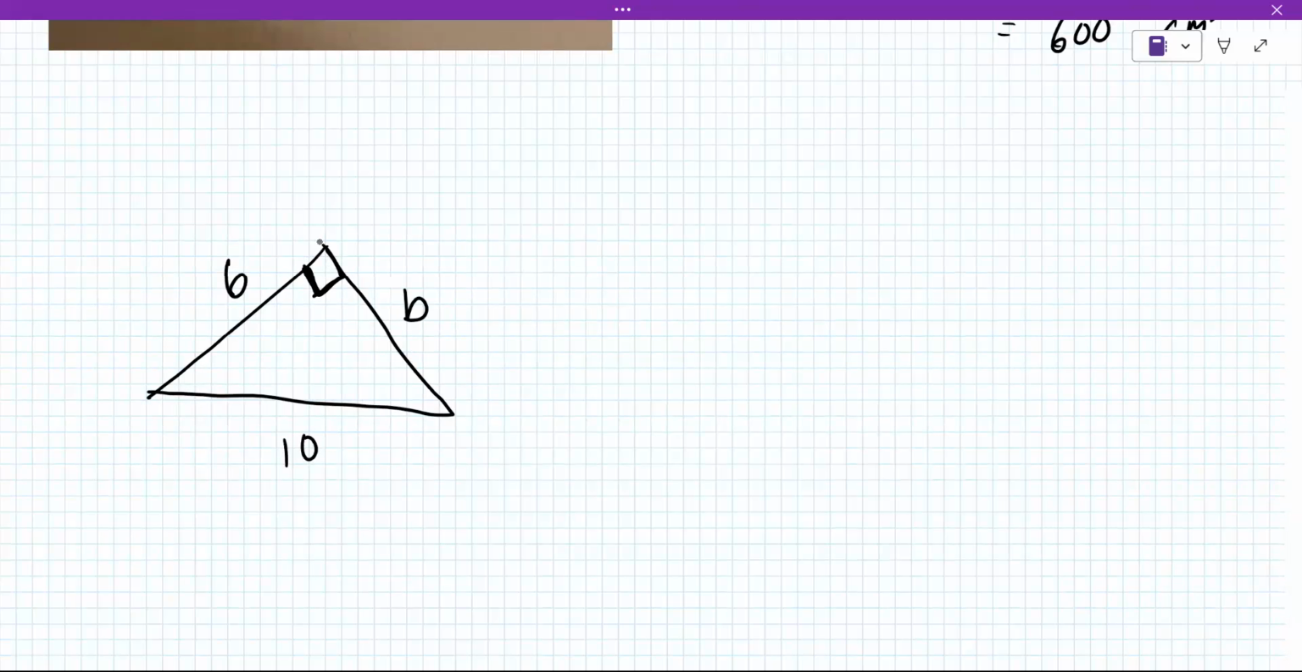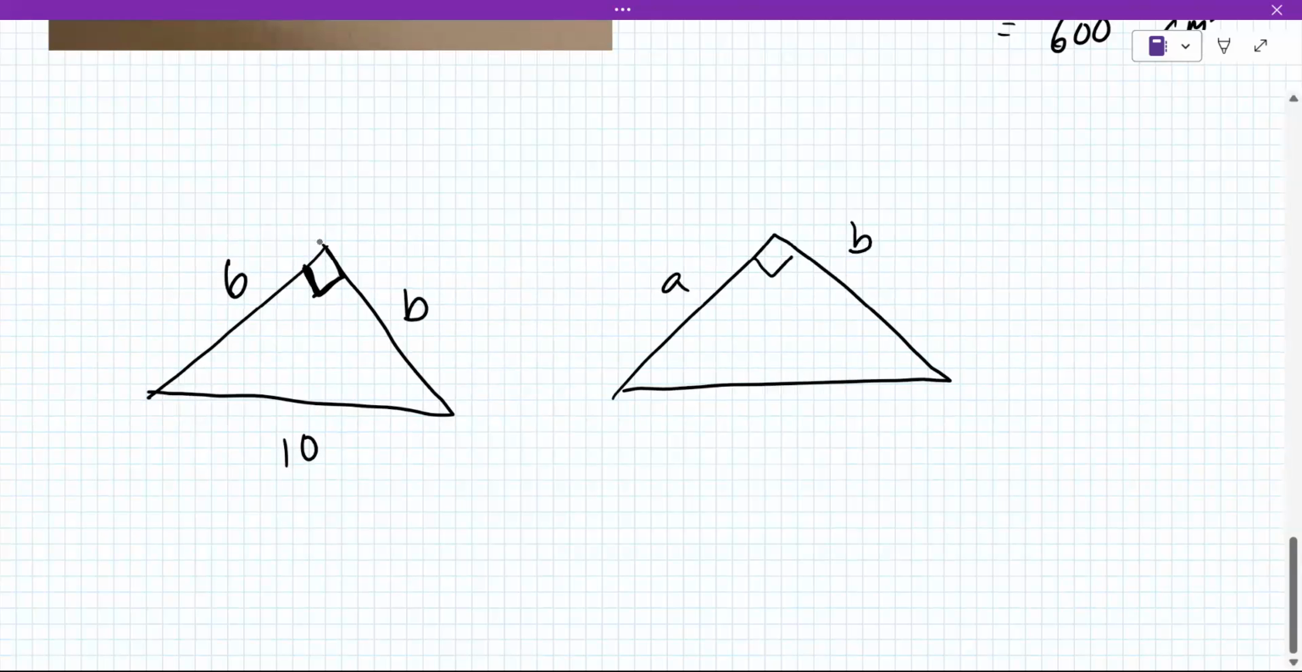Okay, so in terms of your Pythagorean theorem, A, B, and C: A squared plus B squared equals C squared. The two legs squared and added together equal the hypotenuse squared. Could you carefully calculate the value of B?